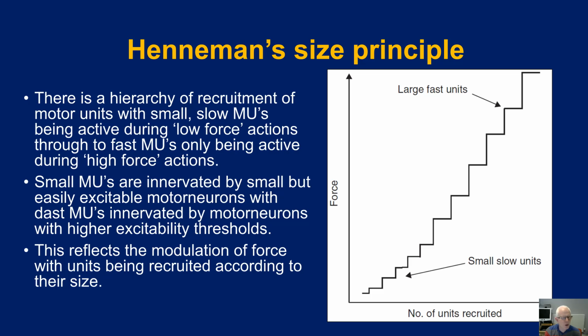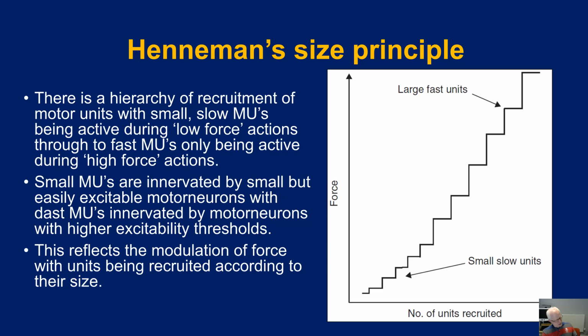They can be activated very quickly. And the fast motor units are innervated by motor neurons with higher excitability thresholds. It takes more to innervate them, so we need a greater neural input to generate force from those faster fibres. And so what you get is a modulation in force. And this is really important because think about it very logically.